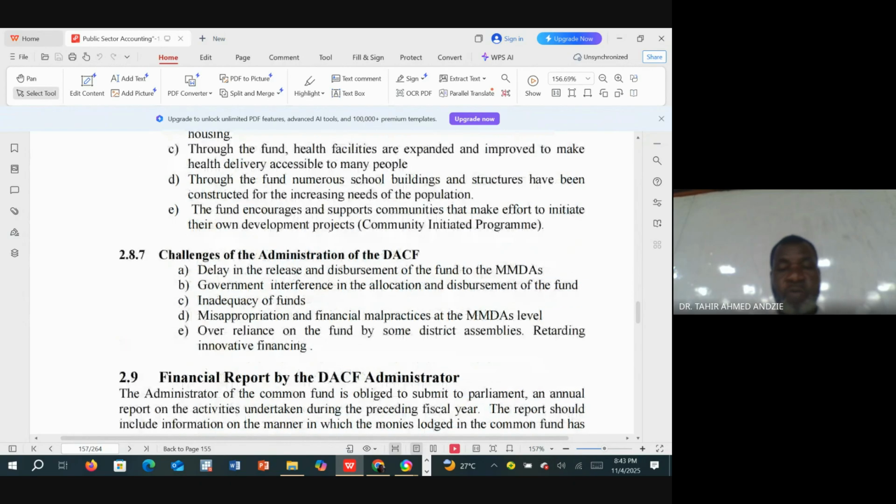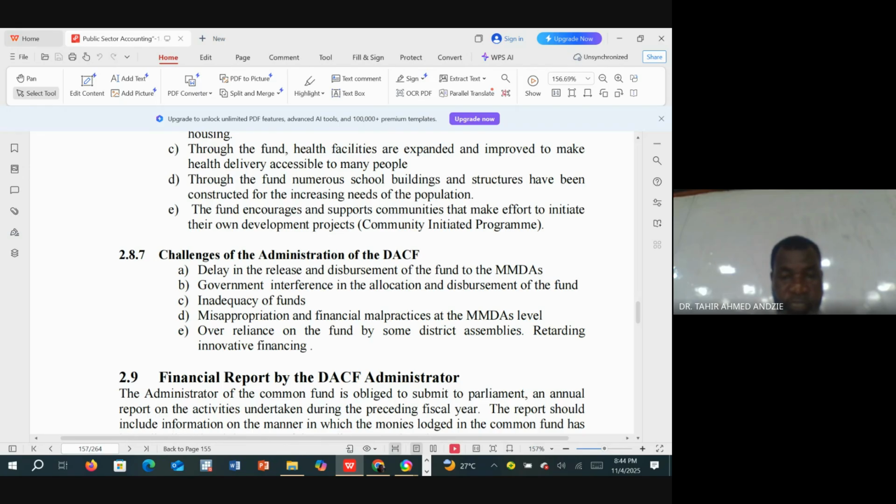Challenges of this assembly common fund. The fund has also challenges. Of course, once we have advantages, it will have challenges as well. So the challenges that the assembly common fund faces: delays in the release and disbursement of the fund to the MDAs. The fund is supposed to be released every quarter, but sometimes the quarter will just finish, the money hasn't come. The first quarter, we may enter into the second quarter, even finish the third quarter before the money will come. So whatever activities you have planned, this will be a problem.